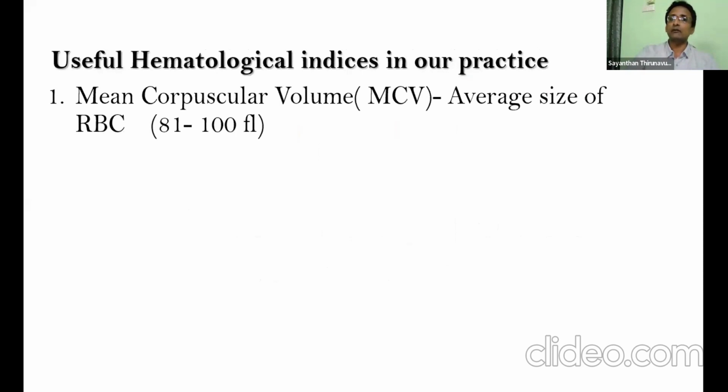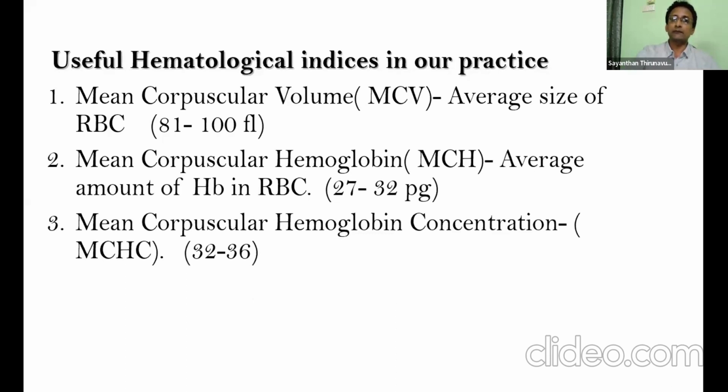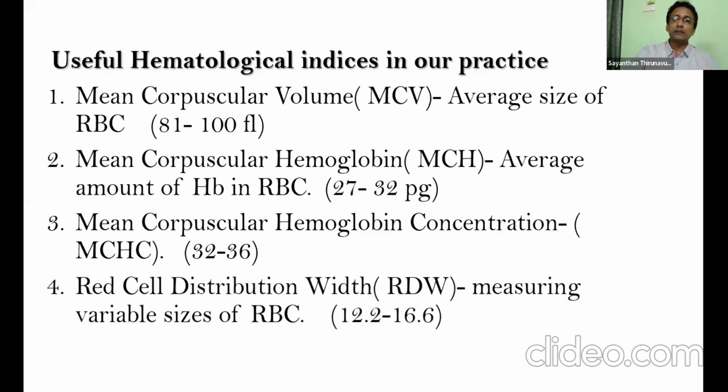The first one is mean corpuscular volume, that's MCV, the average size of the red blood cells. The normal value is 81 to 100 femtoliter. The second one is mean corpuscular hemoglobin, the average amount of hemoglobin in the red blood cells. The normal value is 27 to 32. The next one is mean corpuscular hemoglobin concentration, that is MCHC. In the discussion, we'll be using these shortened forms. Normal value is 32 to 36.